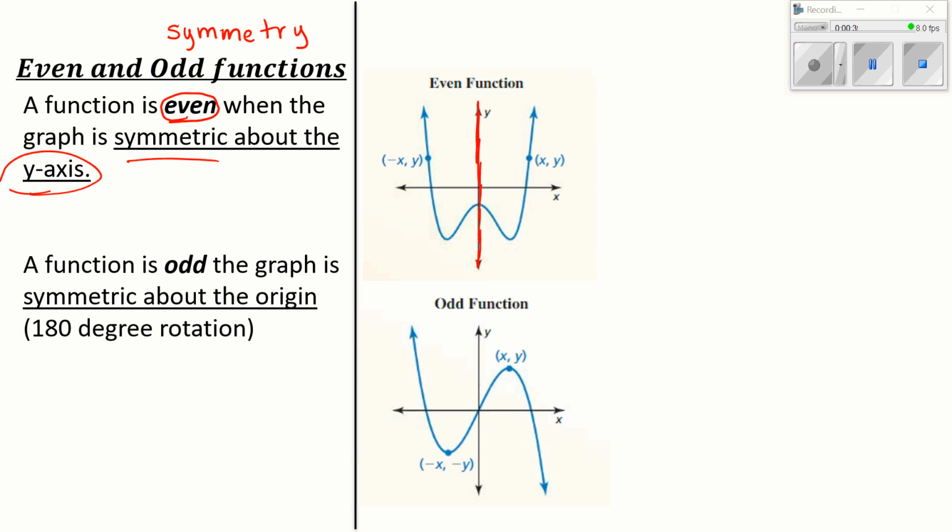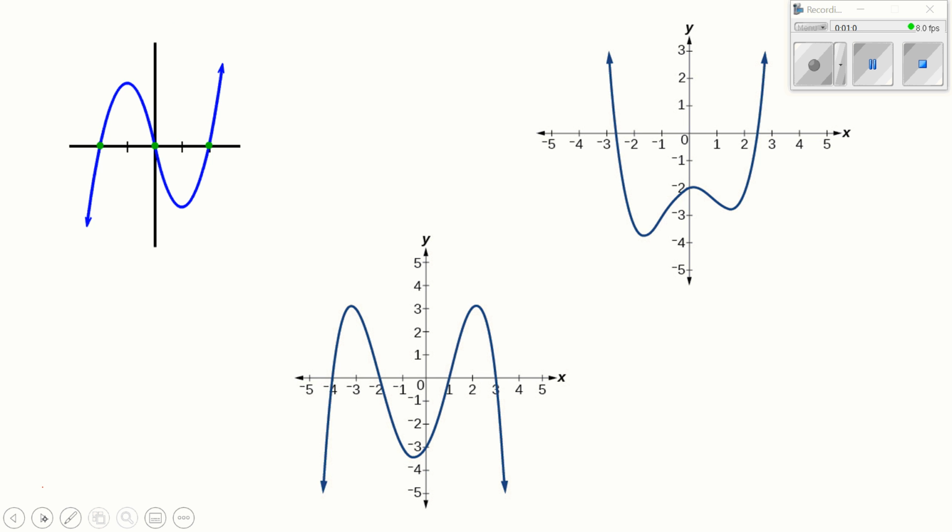Symmetric about the y-axis. A function is odd if it is symmetric about the origin, which means, let's say I put a pin right here in the origin, and I rotated the whole picture 180 degrees, twisted it around, would I get the same picture? Now, this is hard to visualize, so lucky you, I made a cool presentation.